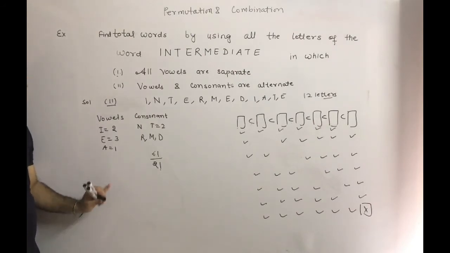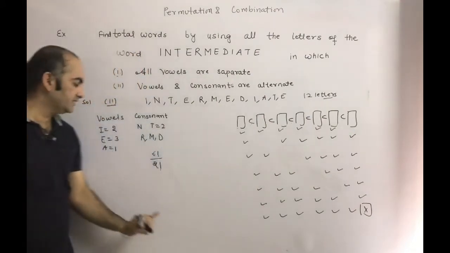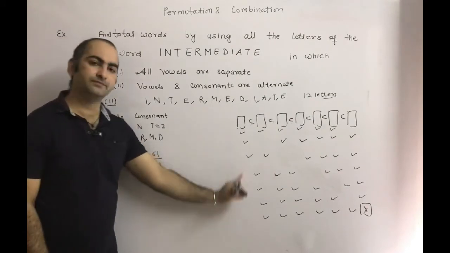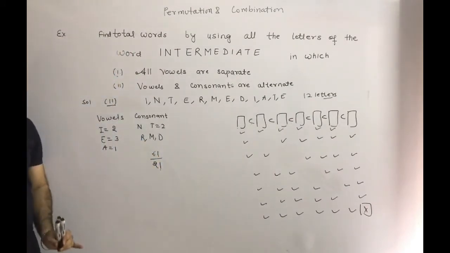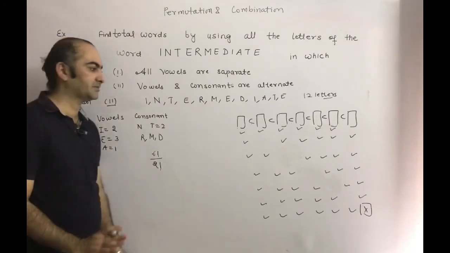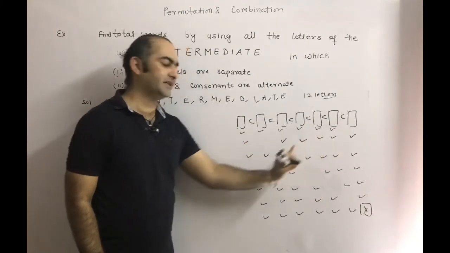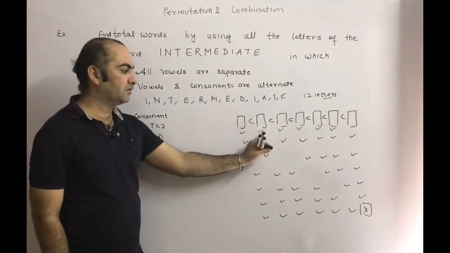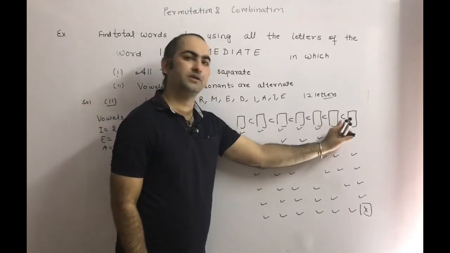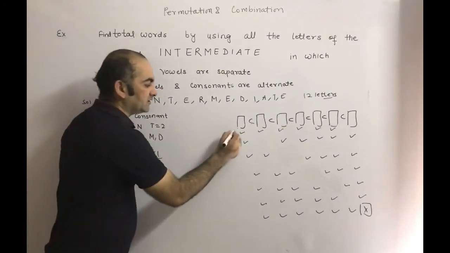Now, in the first problem there are 7 ways. In the second problem we want vowels and consonants to be alternate, so out of the 7 cases you have to select the gaps where vowels and consonants are alternate. Suppose you select these 6 gaps. Then we get vowel, consonant, vowel, consonant, vowel, consonant, vowel, consonant, vowel, consonant, vowel, consonant. That means in the first case vowels and consonants are alternate. So this case is valid.